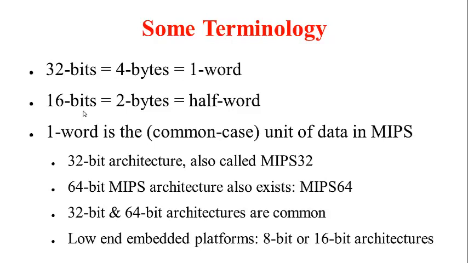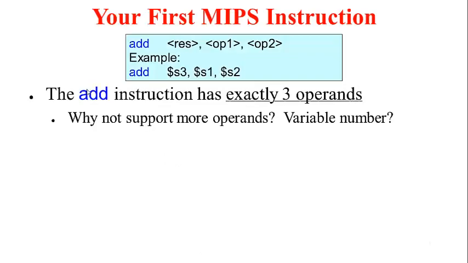One word is the common case of unit of data in MIPS, although there are instructions which support other units of data. In this course, we are going to be concerned about 32-bit architecture, also called MIPS 32. There is also a 64-bit version of the MIPS architecture called MIPS 64. Today, both 32-bit and 64-bit machines are very common, although many low-end embedded platforms could be using 8-bit or 16-bit architectures as well. So this is our first assembly language instruction in MIPS, the add instruction.